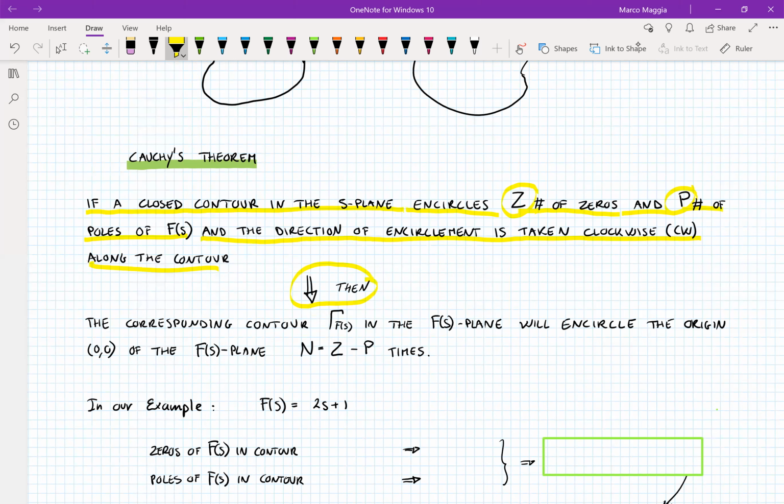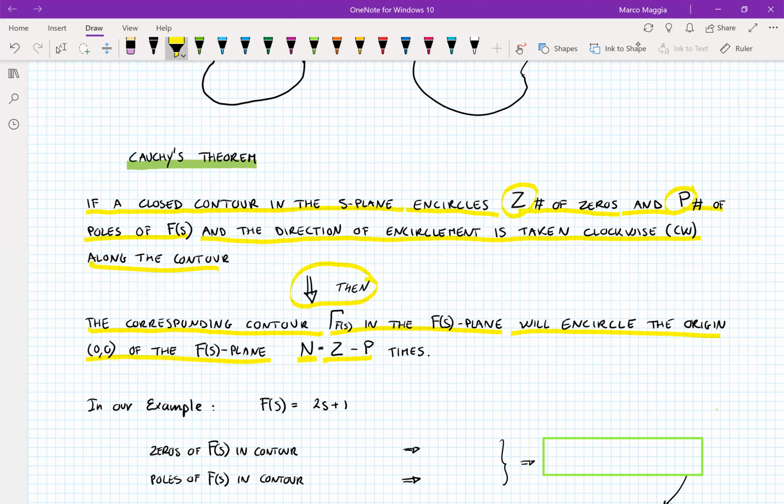Then we're going to get some information about the mapped contour. Now, the corresponding contour in the f of s plane will encircle the origin, that is the point 0, 0 of the f of s plane, obviously, N times. And N is given by Z minus P. All right, so this is a powerful statement. This is a powerful conclusion. Again, I'm not going to prove it, but trust me, this is true.